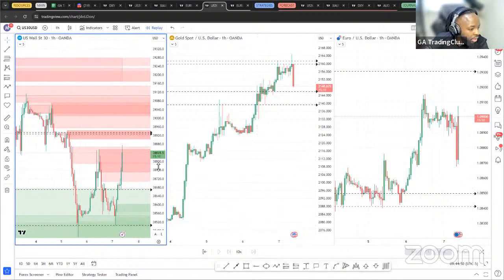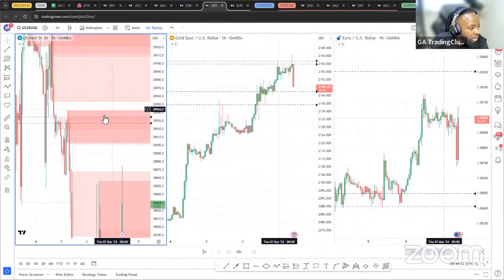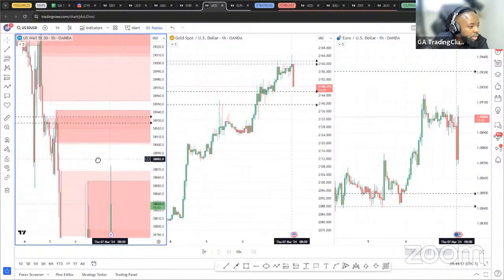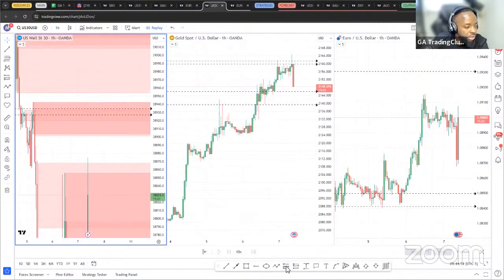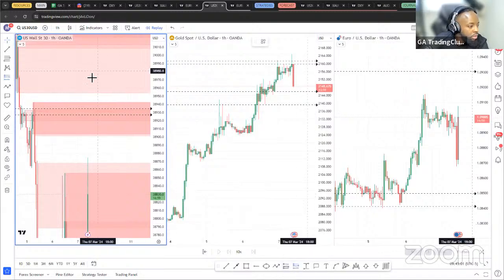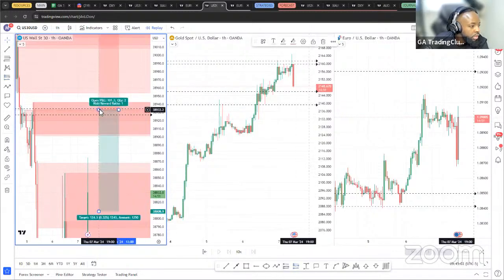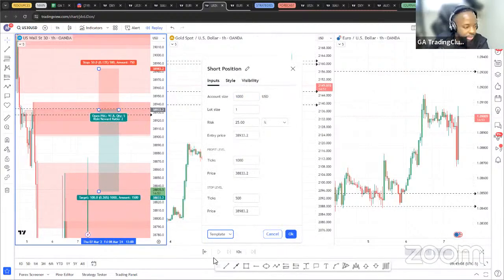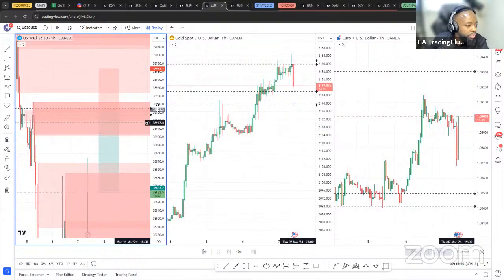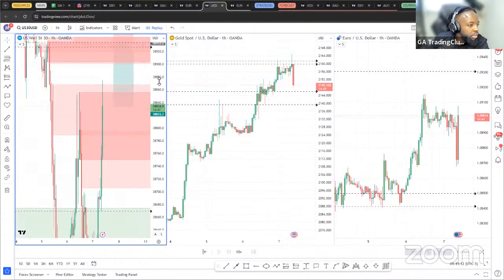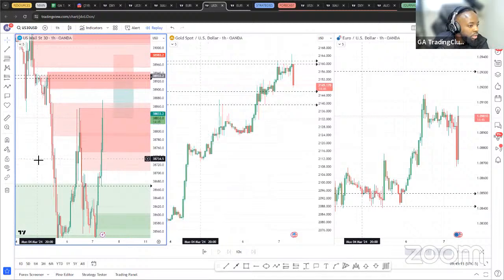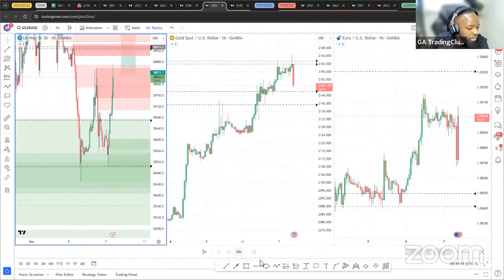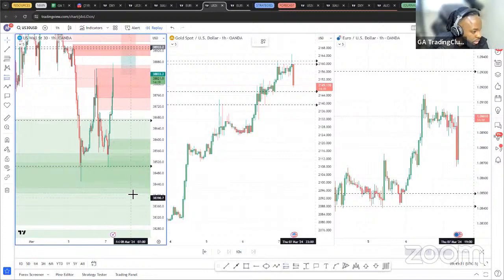So here on the 1 hour, if we look at it, the next zones we have are around here for US 30. So you have your short position there. I think I'd already marked these zones before the live session. And here for the buys, somewhere down here.